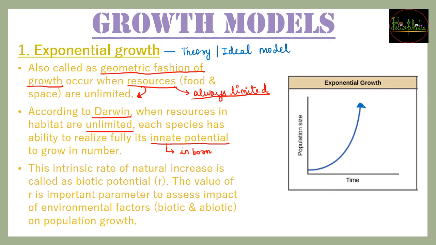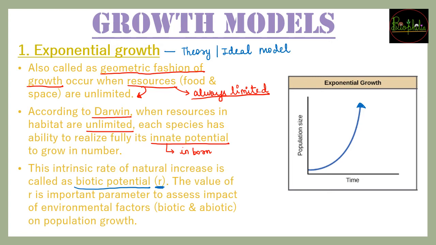There is going to be a certain limit up to which the population is going to grow. So that intrinsic rate by which nature allows the organisms to grow is called the biotic potential, which is represented by a small letter r.